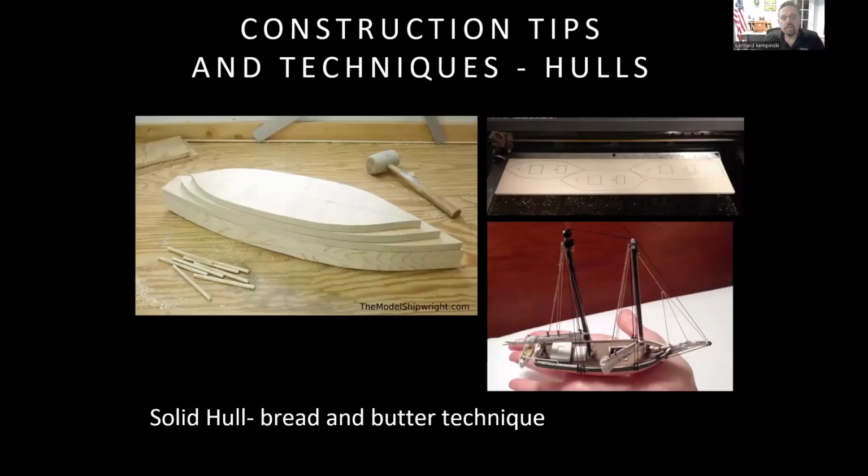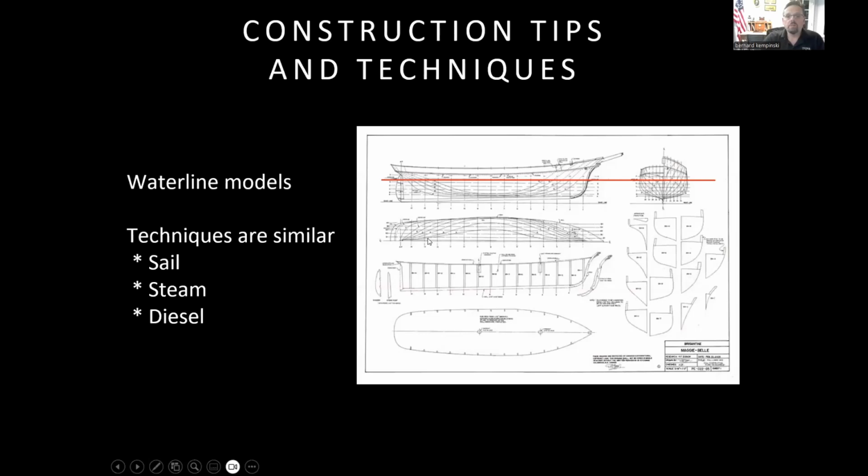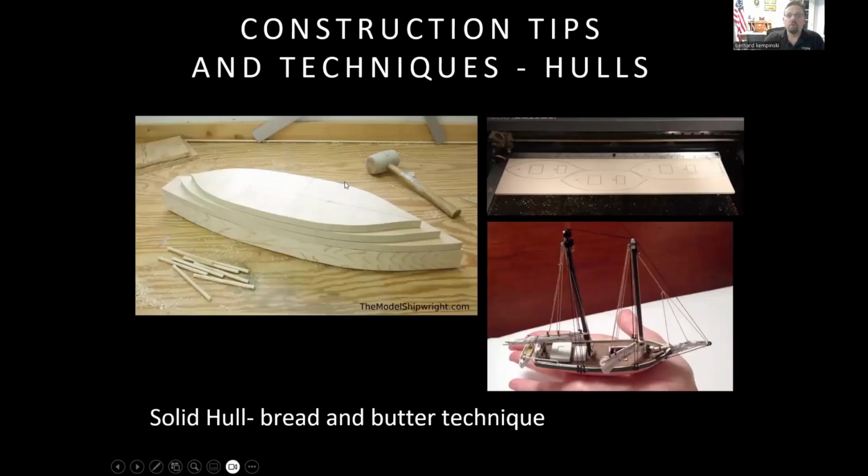A modified technique is what they call bread and butter, where you take the plans that come with the ship, and if you go back, you'll see that these ships come with these plans here. And so you can take all the sections and cut those out on thin pieces of wood. This really is useful for large models where you don't want to have a massive block of wood. And then you build up the layers of bread and butter. The benefit of this is that it's less prone to warping. If you made a big model with a solid block of wood, the hull could warp as it dries.